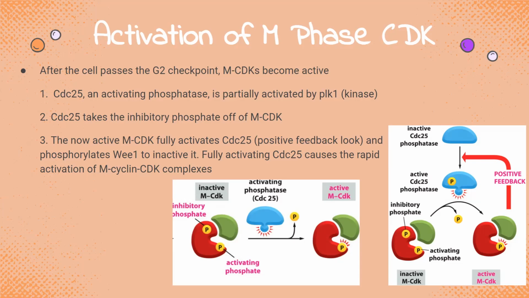So once CDC25 takes off our inhibitory phosphate, then our active complex with the activating phosphate on the T loop that we got from CAK is going to go back up and phosphorylate more of the CDC25 phosphatase. And CDC25 phosphatase is going to take off more and more inhibitory phosphates from that complex. We're going to have more activated, and that's how this pathway increases and amplifies itself through that feedback loop. Does that make sense to everybody?